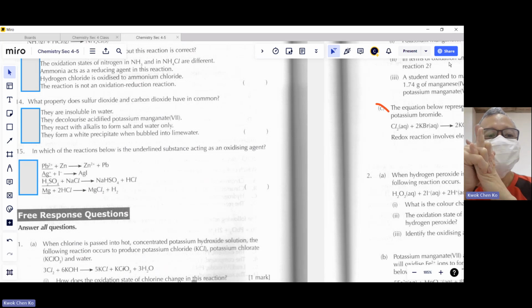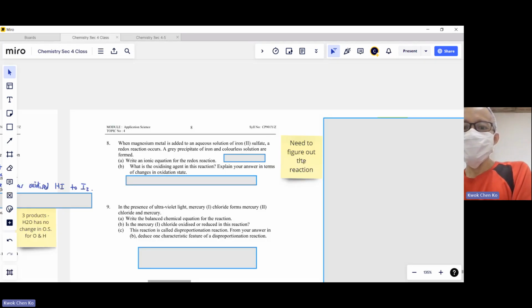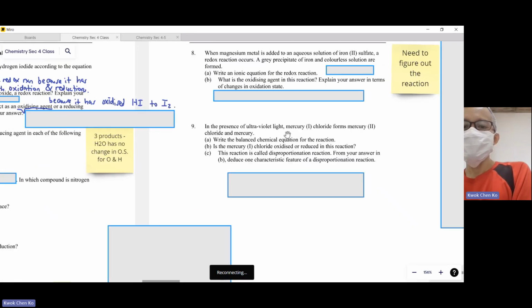The answer is... Why is A not? Why do you say A is not? No, Chloe, you misunderstood the question. Let's look at this again. Make sure you get this right. This is a bit confusing, I know, but you have to understand the instructions there.